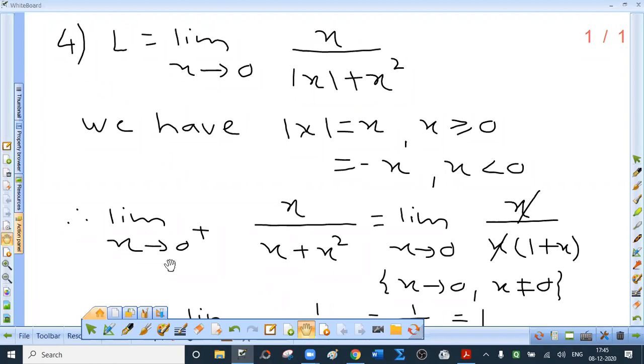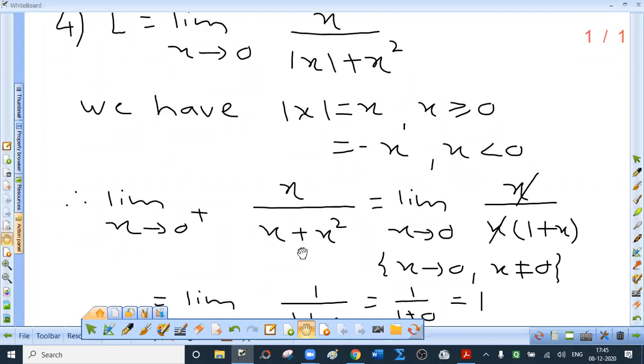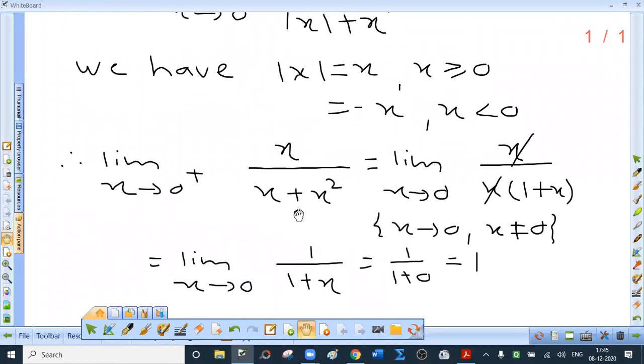Okay. Now, limit x tends to 0 plus. So for that, what is mod x? x. So this becomes x upon x plus x square. Take x common from the denominator, cancel that, take the limit. To take the limit means to replace x by its limiting value, which is 0. So what is the right hand limit? Right hand limit is 1.